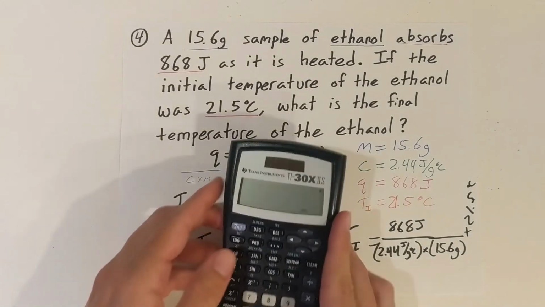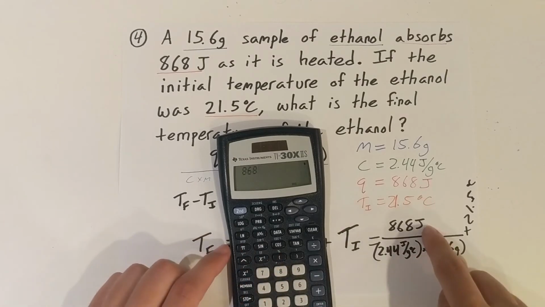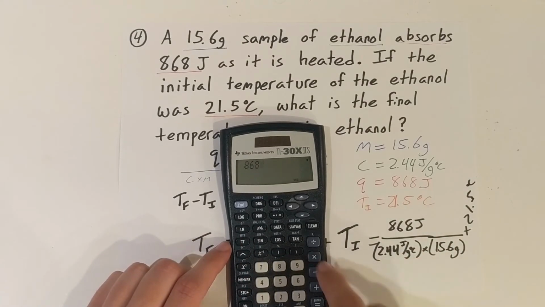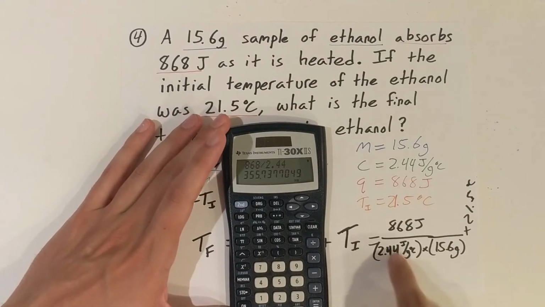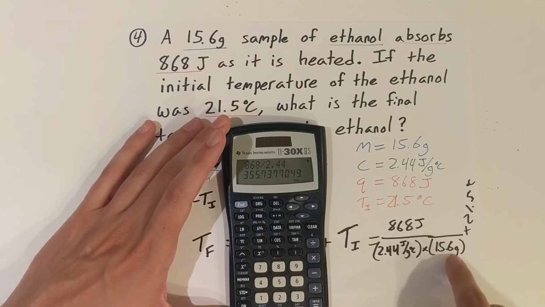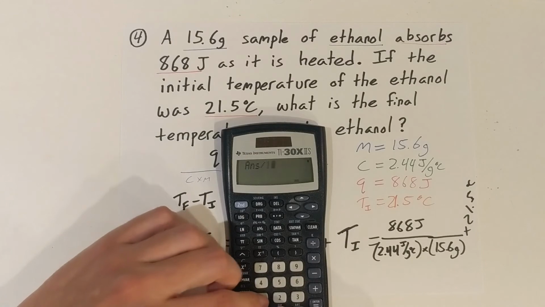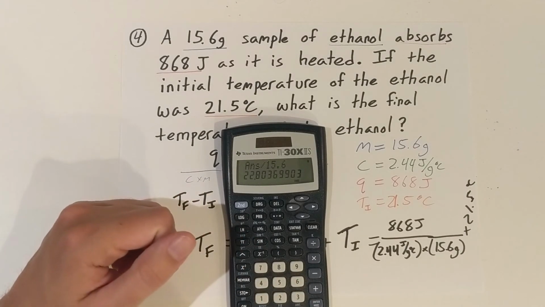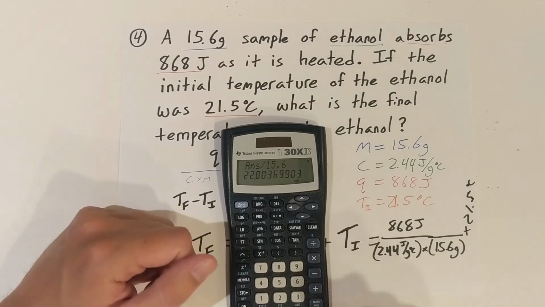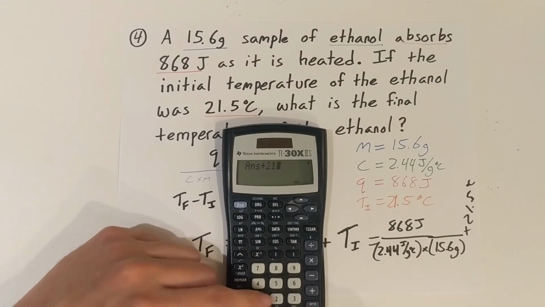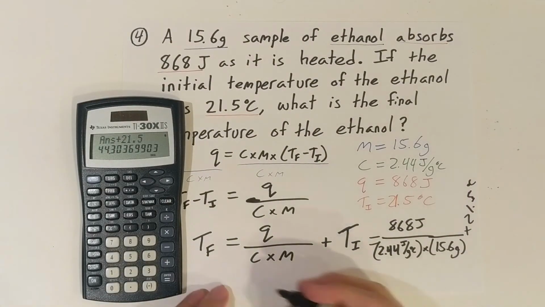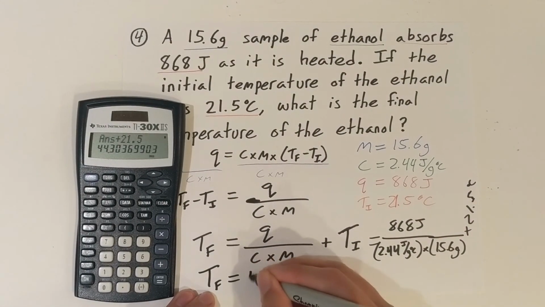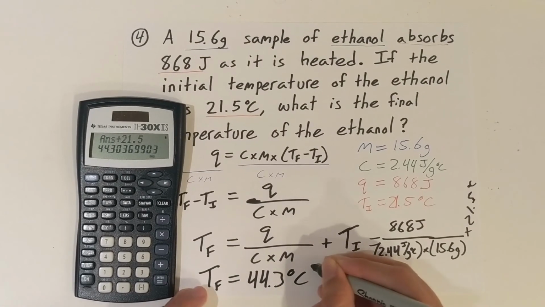So let's get our calculator out. 868 divided by 2.44. And I always like pushing equals after everything I do. And then this is on the bottom side of the fraction, so we have to divide by 15.6. And then we have to add our initial temperature before we have our answer. So add 21.5, and there's our answer. So our final temperature equals 44.3 degrees Celsius.